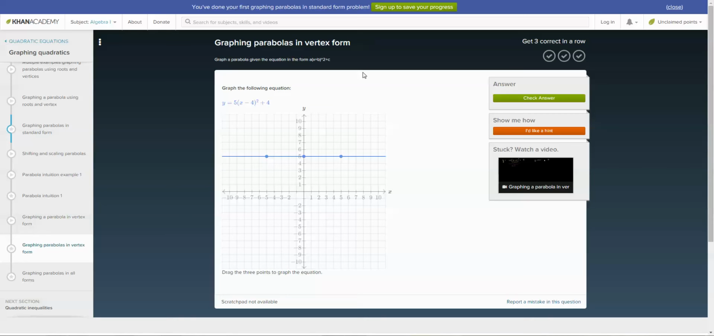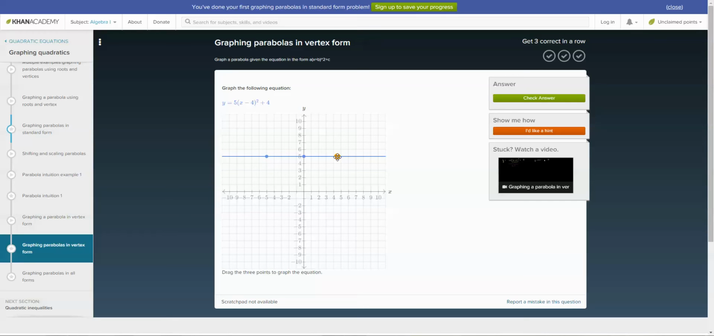Now, Khan Academy has tons of instructional videos, but I think the best part about Khan Academy are their practice problems. So this is an example of a type of practice problem that they have on there that is graphing parabolas in vertex form. This one's really neat because you have a graph and it gives you some dots, some points that we can move to create a parabola.